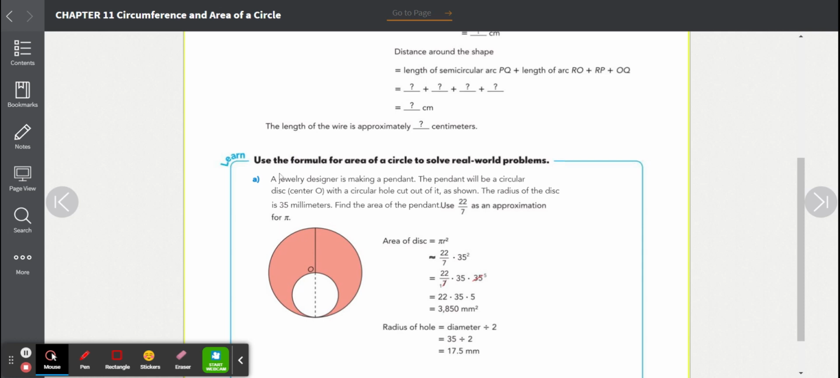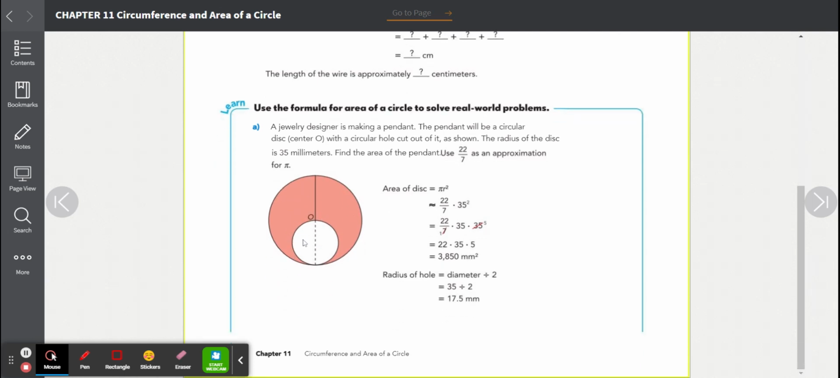So now we're going to use the formula for area of a circle to solve real world problems. I have a jewelry designer who is making a pendant. The pendant will be a circular disc with a center of O, with a circular hole cut out of it as shown in our image. The radius of the disc is 35 millimeters. We're going to find the area of the pendant. They're having us use 22/7. Remember, you're more than welcome to use 3.14 if you are using the calculator.